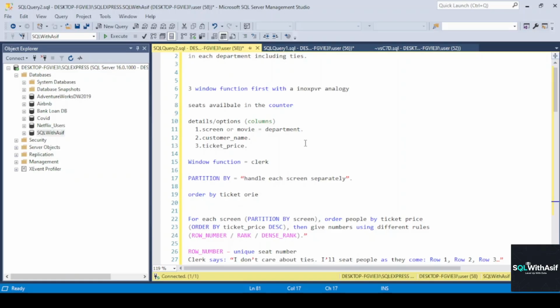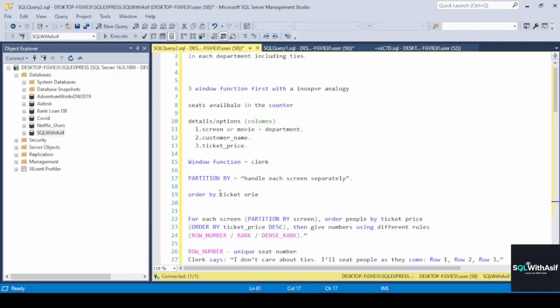Now there are three clerks here. It's a hypothetical situation, and at any time you go, you can face any one of them. It's your luck which clerk you see. So the first clerk is row number, the second clerk is dense rank, the third is rank.